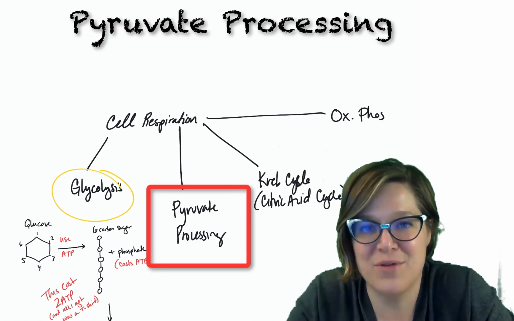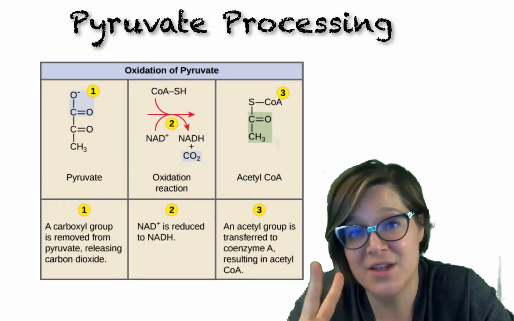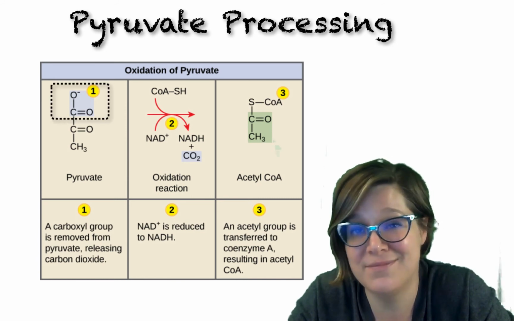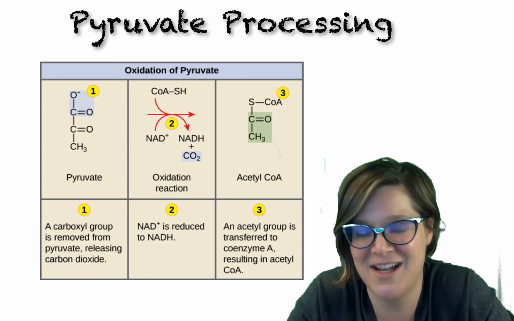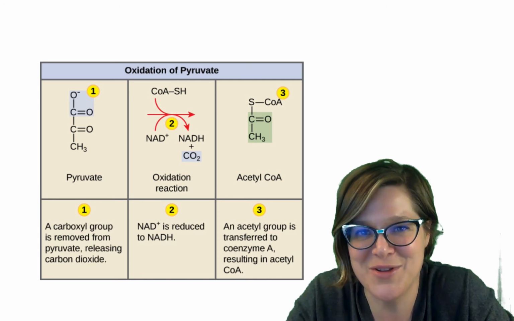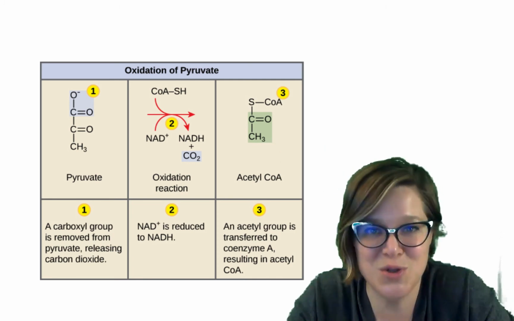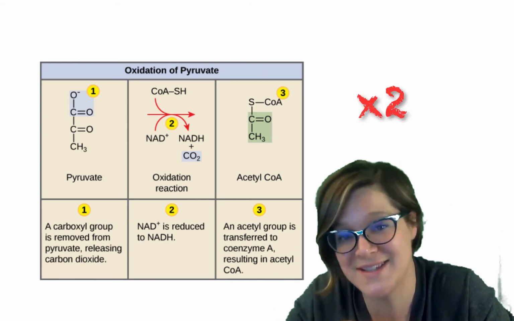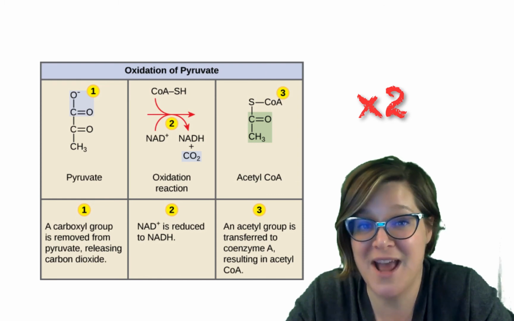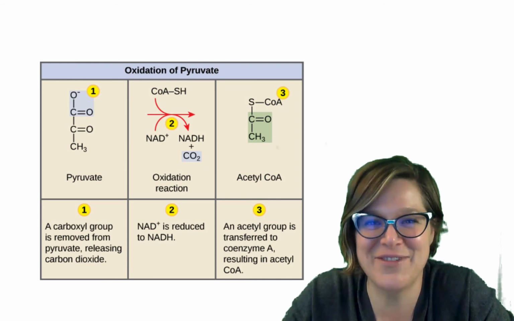So if that last one seemed really complicated, this next one's not going to seem that bad to you. This step is called pyruvate processing, and during pyruvate processing, what we do is we take our 3 carbon sugar, chop a carboxyl group off of it, oxidize it. In oxidizing it, we end up releasing a NADH, the energetic molecule of NAD, and then we also release some CO2. Now remember, we're doing this with both pyruvates, so we do it twice. So we will make 2 NADH.